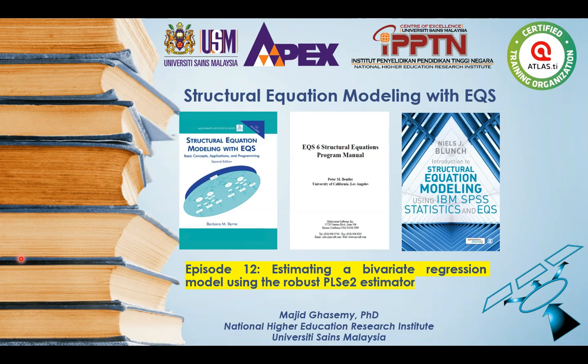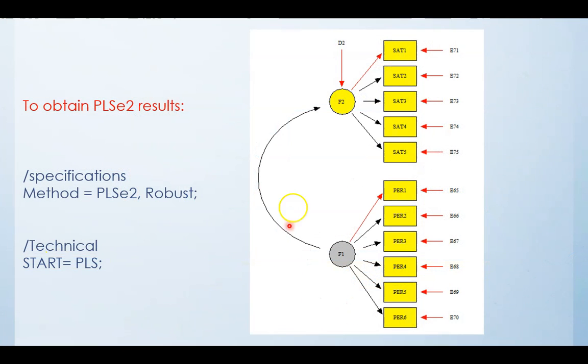If you are wondering how a bivariate regression model can be estimated using the robust PLSe2 estimator, this is something that I'm going to show you in this video. So this is our bivariate regression model. As you already know, we have two factors here. The first factor is job performance and the second factor is job satisfaction.